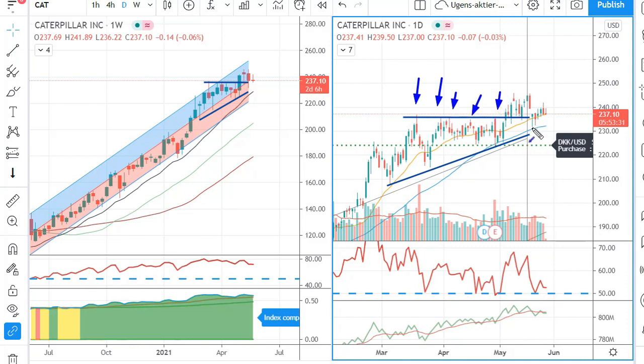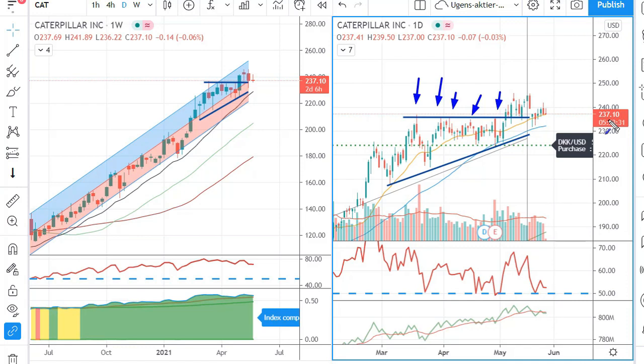It is as if there are many sellers, or maybe one big seller, who is really selling out of their stock portfolio of Caterpillar here around 235. There can be a ton of different reasons for it. It can be that a lot of analysts are saying that when it is above 235, it is too high a price. It is no longer value.